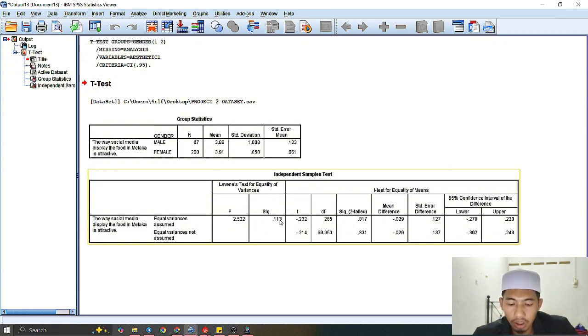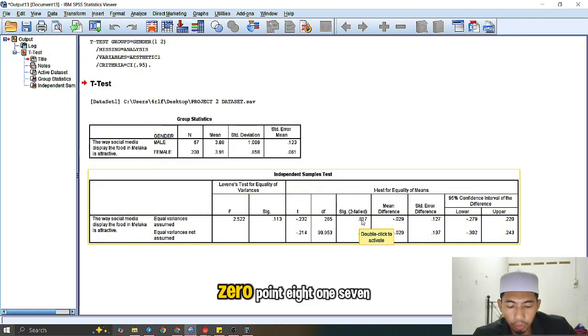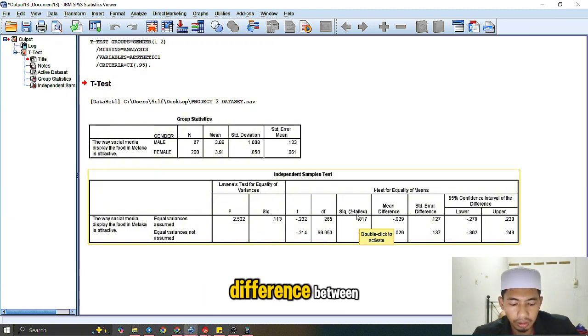Not just that, after that we look at the significant two-tailed, this one at the first line. So this is 0.817. So this is the result, which is 0.817. Since 0.817 is higher than 0.05, it means that there is no significant difference between male and female.